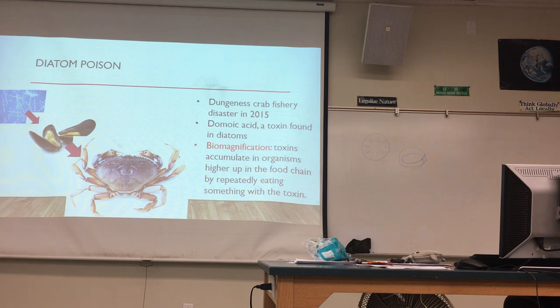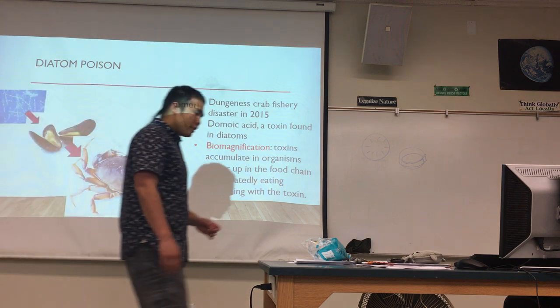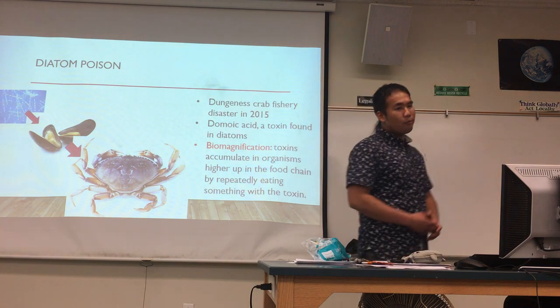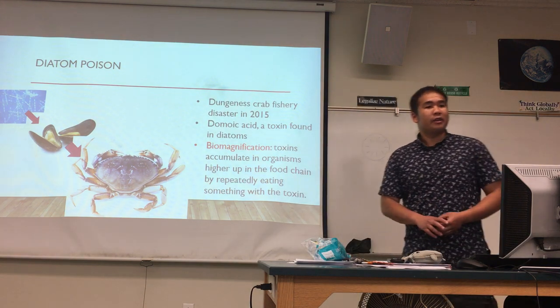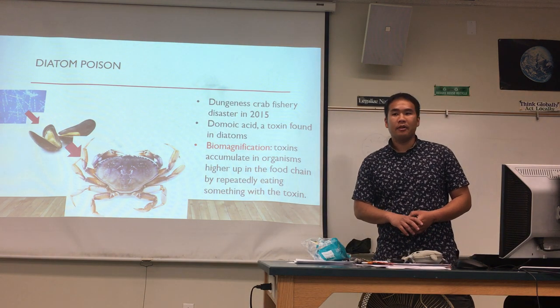It ate a lot of smaller things, and those smaller things ate a lot of other smaller things, which got a lot of mercury inside their bodies, right? So things at the top end of the food chain are usually going to be a little bit more poisonous, right? Because of biomagnification. Hopefully that makes sense.